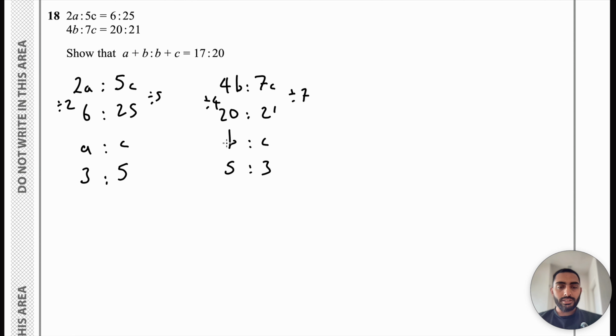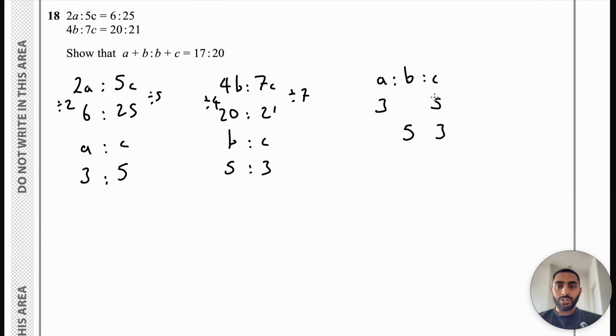So now I've got a to c and b to c. I'm going to write them all together so I can see them a little bit more clearly. I've got a to b to c, and I'm going to write 3 to 5 under my a and my c. And I'm going to write 5 to 3 under b and c. And whenever you're doing these, you're looking for one column where you have 2 pieces of information. So I can see c has 2 pieces of information.